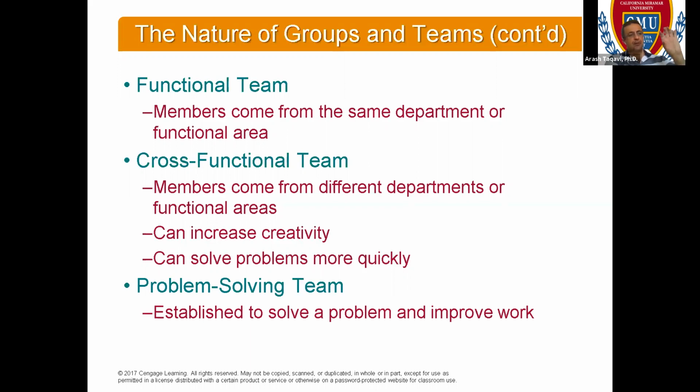You see, three different teams: functional team, cross-functional team, and problem-solving team. When you are talking about the functional team or cross-functional team, you are talking about the functions to improve performance, organizational performance, individual performance, group functions, and other things. But when you are talking about the problem-solving team, you want to solve a problem or a collection of problems, a complexity of problems, different problems, but you want to solve a problem.